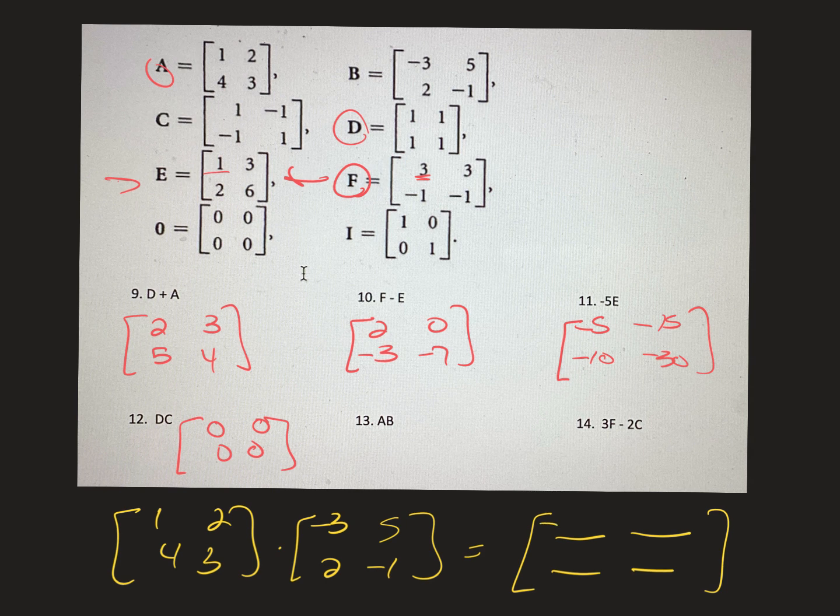1 times negative 3, 2 times 2. There's that one. I'm now going across the first row, down the second column. 1 times 5, 2 times negative 1. Second row, first column, second row, first column. 4 times negative 3, 3 times 2. And lastly, second row, second column, second row, second column.